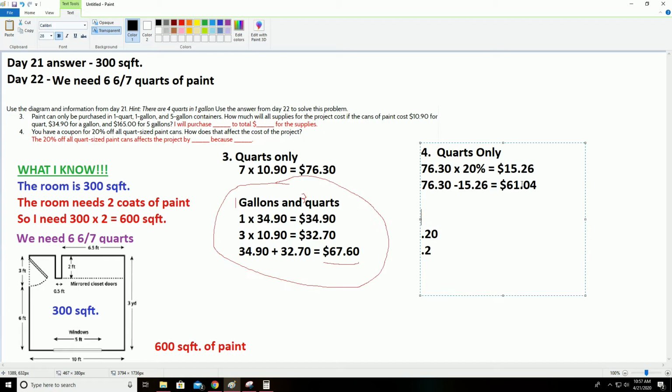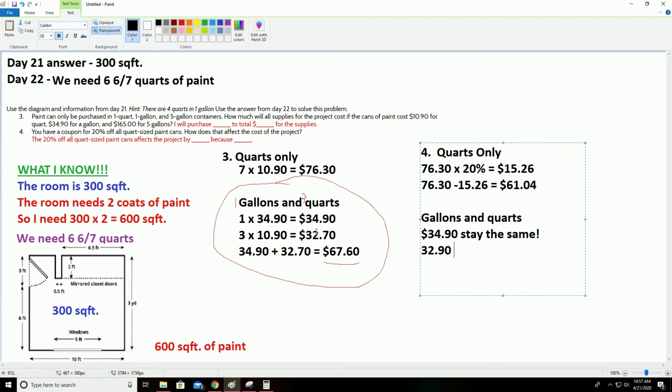So now let's look at the gallons and the quarts. All right. Remember, this price will not change. I'm going to put this on here and write, we cannot change this price. This is gallons only, so this will stay the same. Okay. This is the part that we can modify the price of because they say we're getting a 20% discount off of quarts of paint.